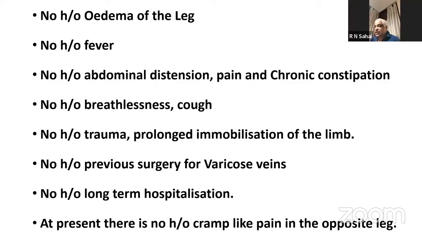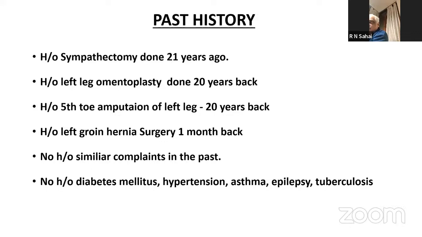Where have you said that in your history? Sir, since it is not that relevant to my present presentation, I have included that in the past history, sir. Where is it in the past history? History of left omentoplasty. Okay, yes, sir. Sorry, I missed this. Now, so what's the cause of varicosities in this patient? Why do you say primary? A sympathectomy was done, an omentoplasty was done, and an amputation of the toe was also done.